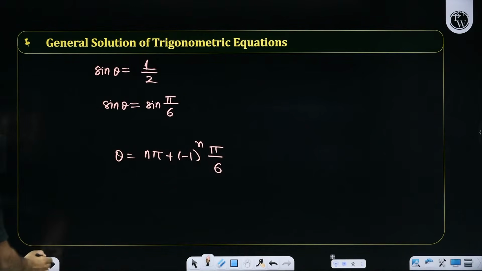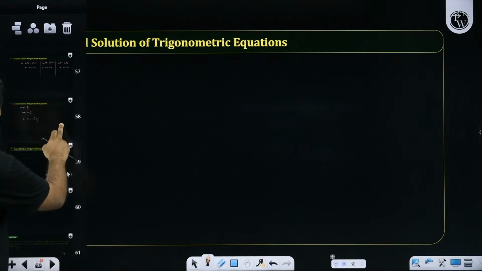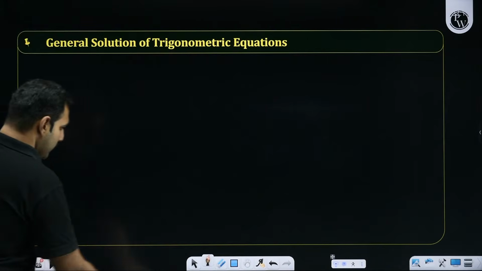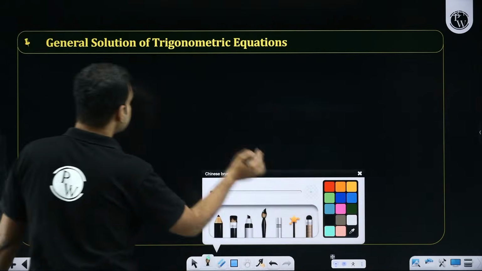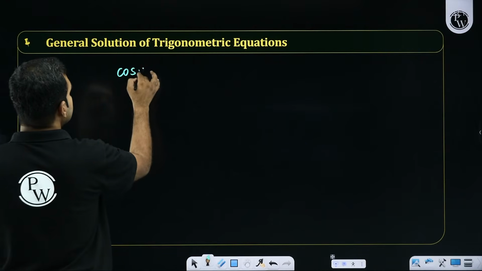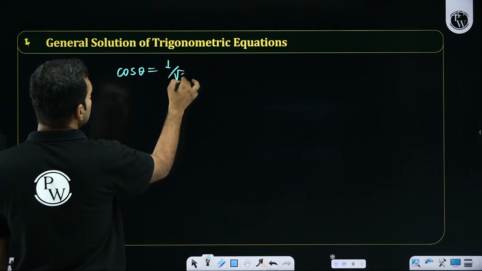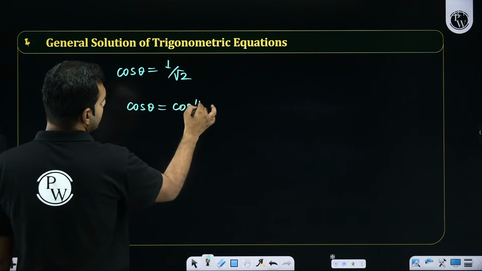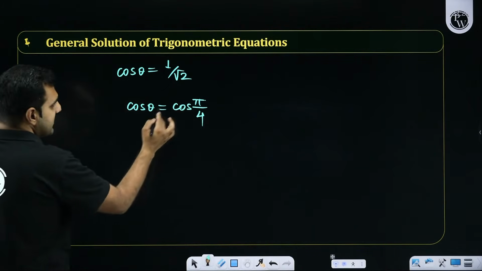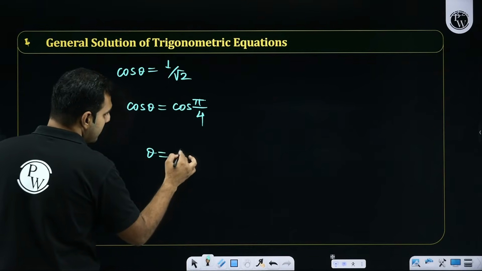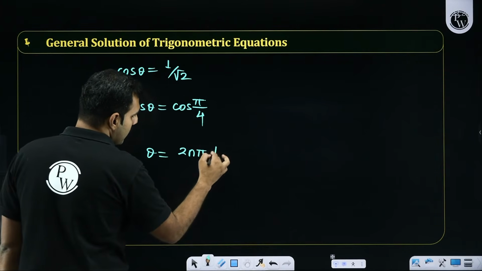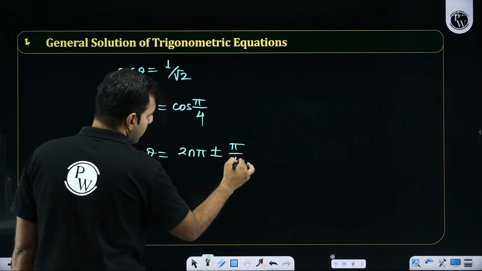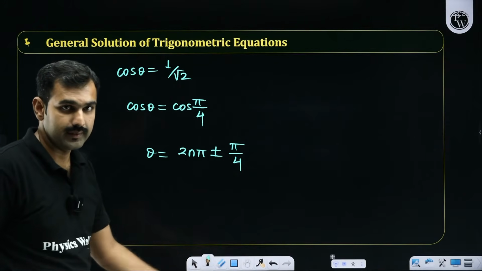Did you get it now? Or are you still feeling confused? Do let me know. Let me explain it with one more example. Let's say somebody says cos theta is equal to 1 by root 2. So we say cos theta is cos 45 degrees, which is pi by 4. So cos theta is cos alpha. Then we say theta is 2n pi plus minus alpha. So 2n pi plus minus pi by 4. That's what I meant.